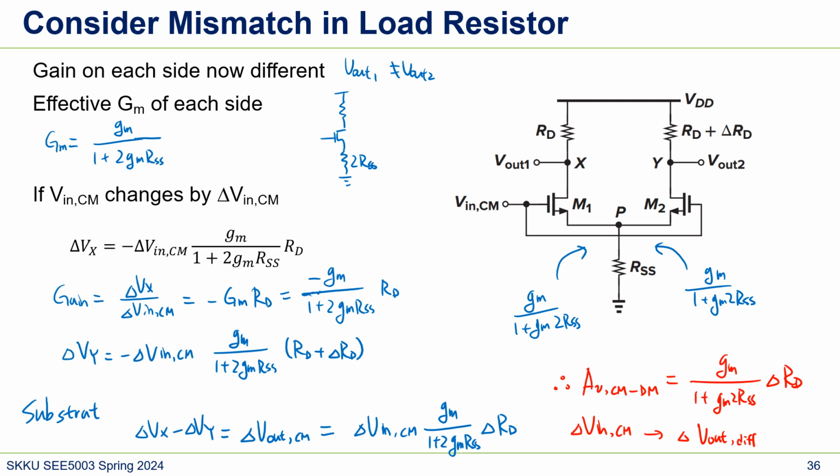It didn't happen if our resistors were aligned, the same. If our resistors were the same, then the common mode variation will not impact the differential gain. But now, because of the mismatch, the common mode variation will impact the differential gain. This is not good, right? So we don't want mismatch.